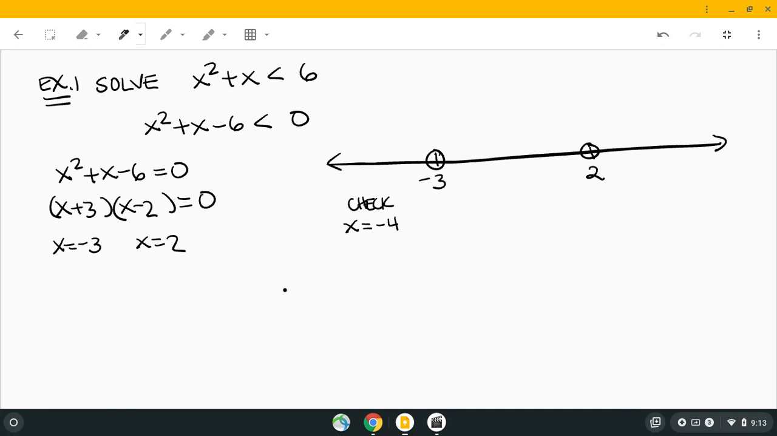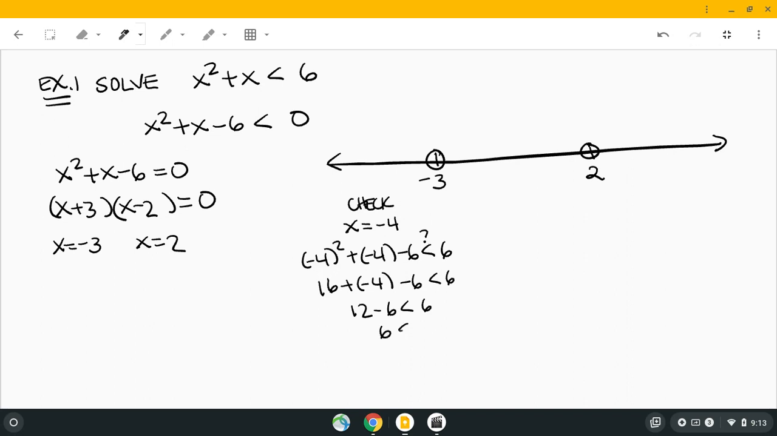Okay, so -4 squared plus -4 minus 6. And I want to see, will this be less than 6? So let's check. -4 squared is +16 plus -4 minus 6. 16 minus 4 is 12, minus 6. And 12 minus 6 is 6. 6 is less than 6. That is false.